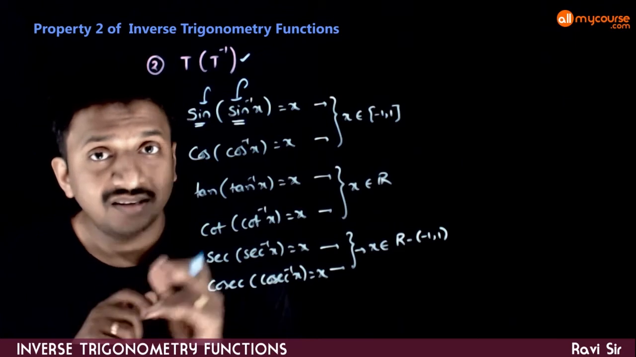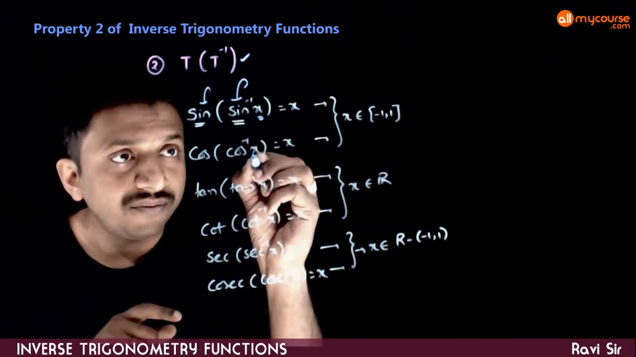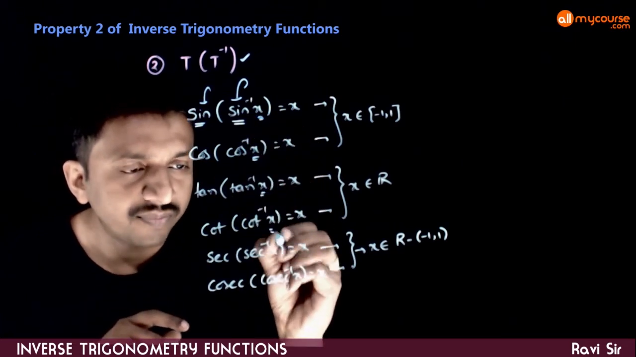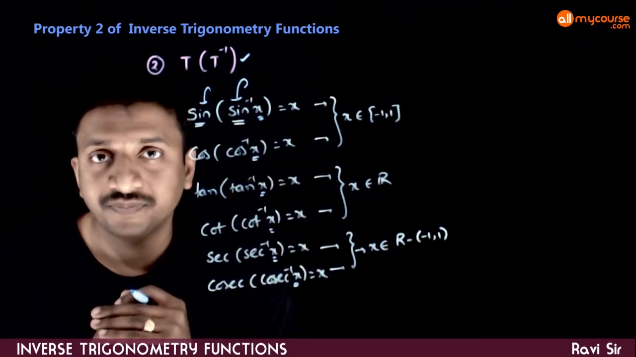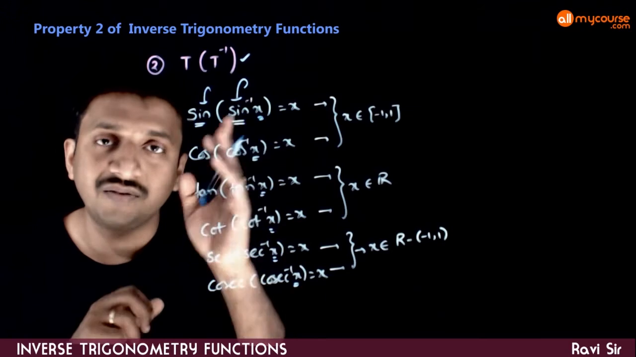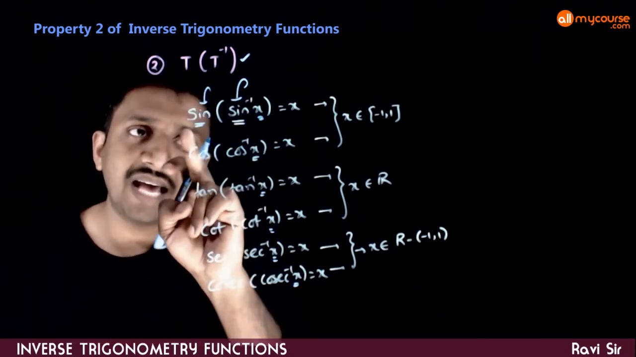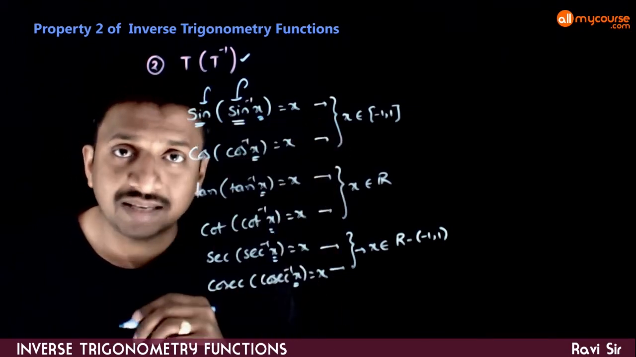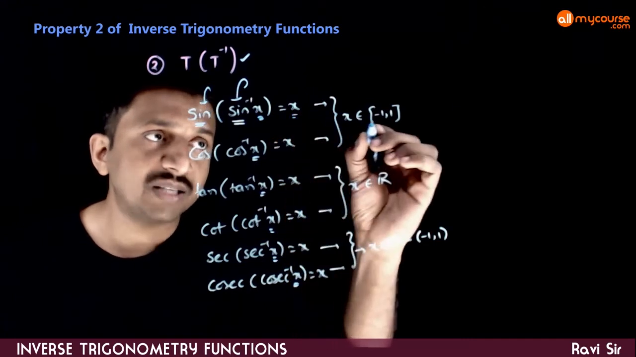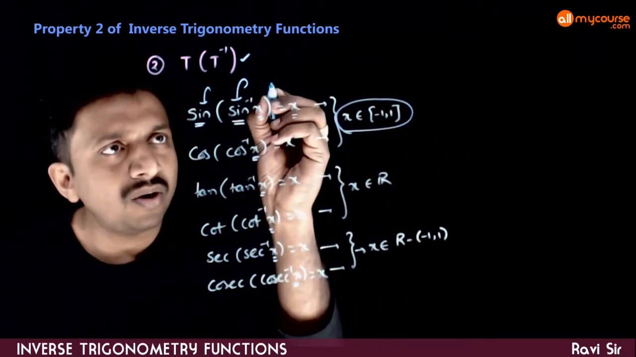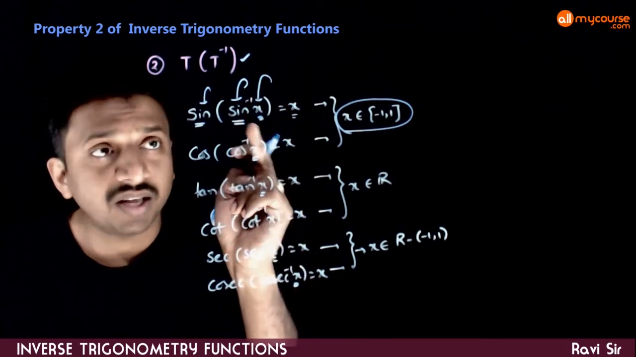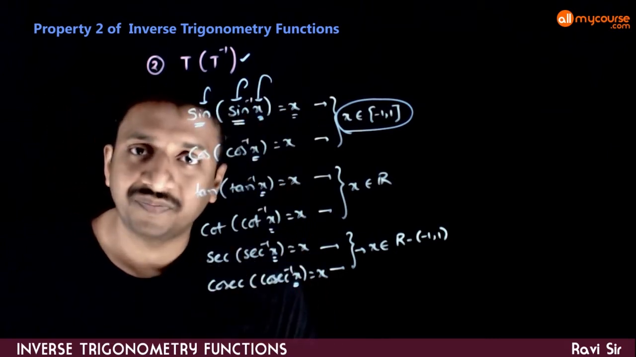But only if x belongs to the domain of the corresponding inverse trigonometric function. That is, sine of sine inverse x is equal to x as long as x belongs to minus 1 to 1, because only numbers between minus 1 and 1 can go inside sine inverse.